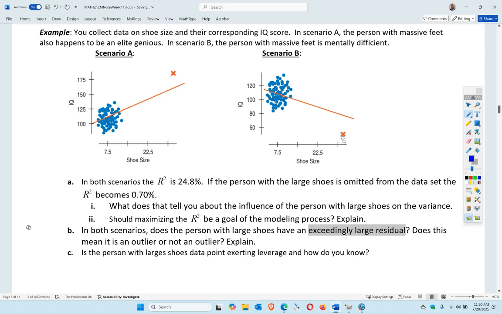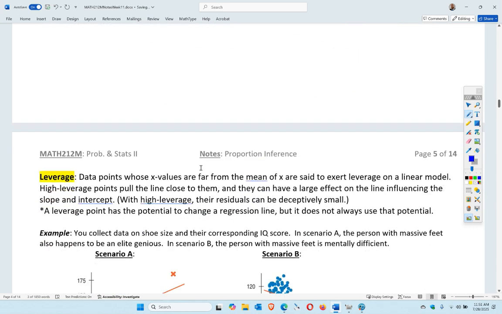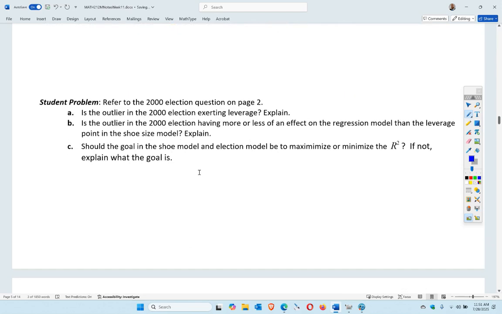Should you get rid of that point? Yes. Do they actually have a model? Probably not, but that's not really what we're answering here. Either way, I would remove it. So high residual, I would remove it, and high leverage, I would remove it.